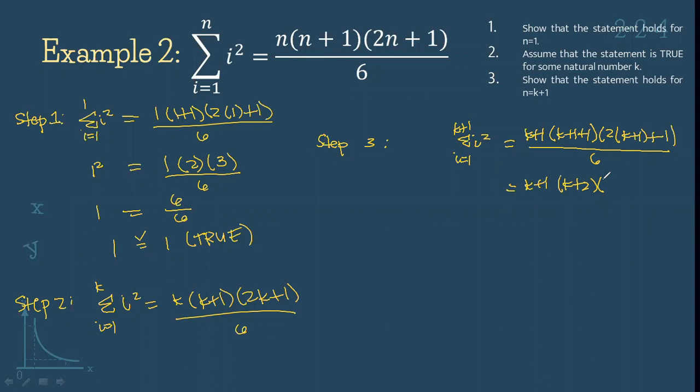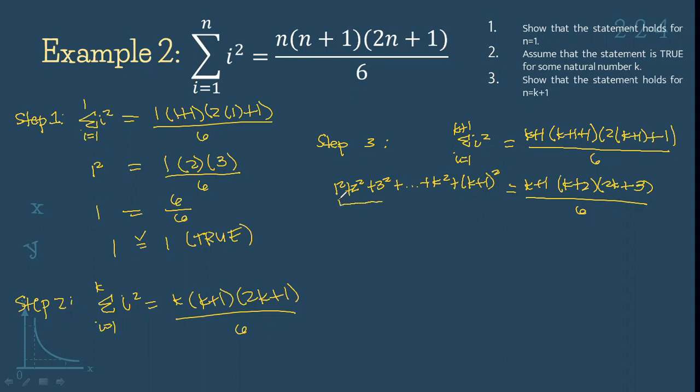Now, let's distribute: 2 times k, that is 2k, plus 2 times 1, that is 2. But there is still this plus 1, so that will give us 3 all over 6. So this can be rewritten as 1 squared plus 2 squared plus 3 squared, until we get to k squared plus the quantity k plus 1 squared. Why k plus 1? Because that is where this summation needs to stop, k plus 1 squared.